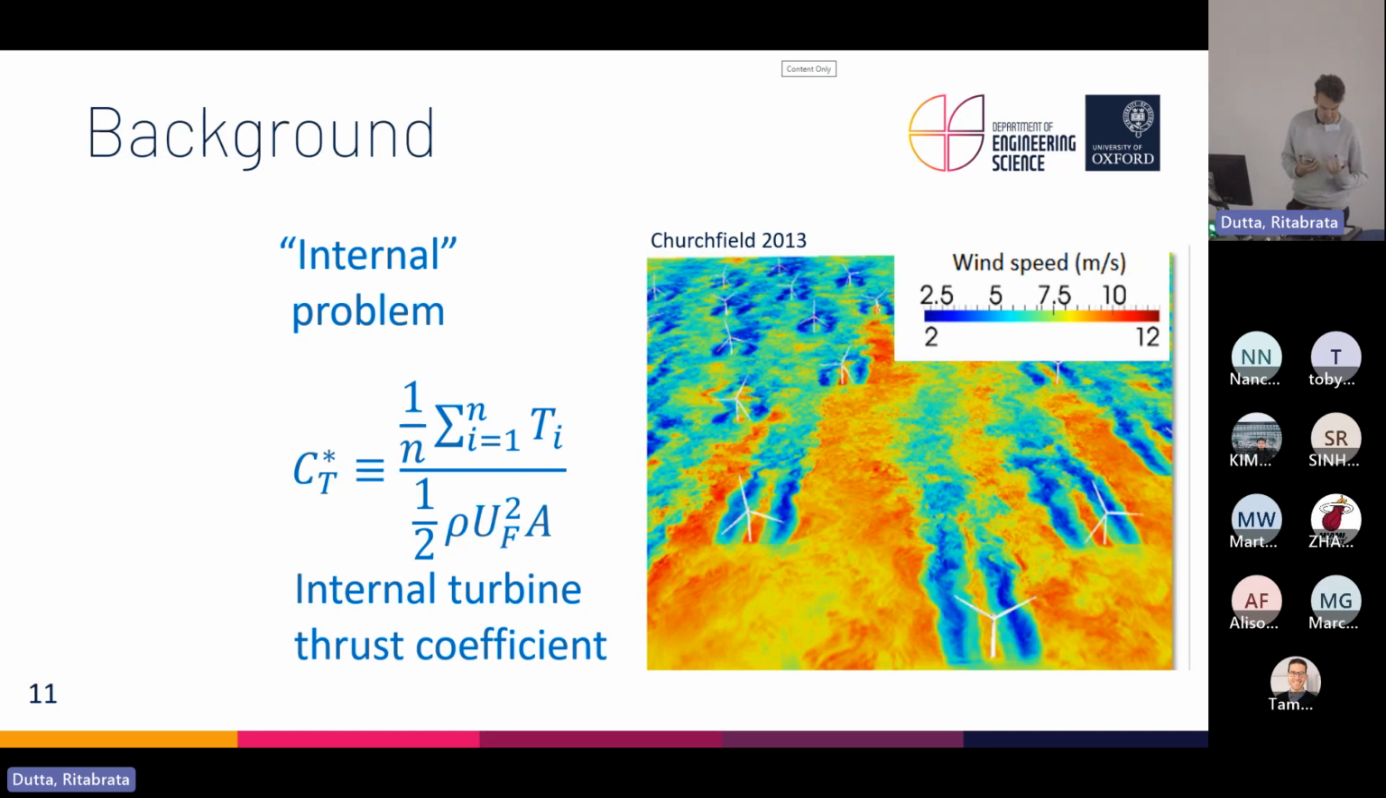When the turbine is in the wake of an upstream turbine, it will experience a lower wind speed, and so produce less thrust. From our equation for CT star, when it produces less thrust, we'll have a lower CT star value. So we know that this important parameter, CT star, will vary with the layout of our turbines within the wind farm.